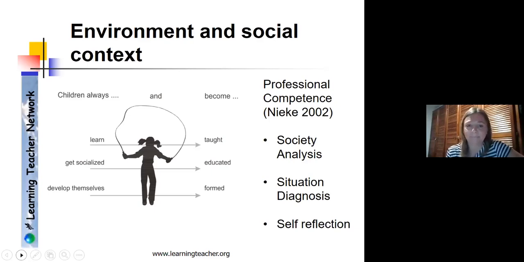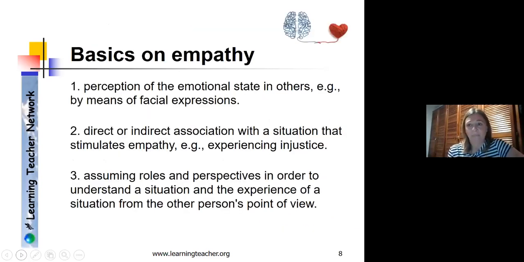Okay, next slide. Yeah, coming back to the empathy, and how it can help us within this more socially aware and more context-oriented thinking and education. Some basics are that empathy has very much to do with the perception of the emotional state of others. And for that, one key piece of information is the facial expression.